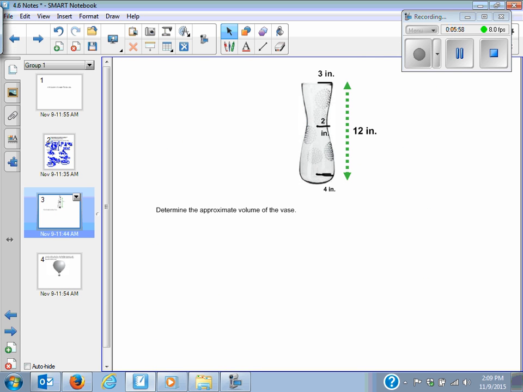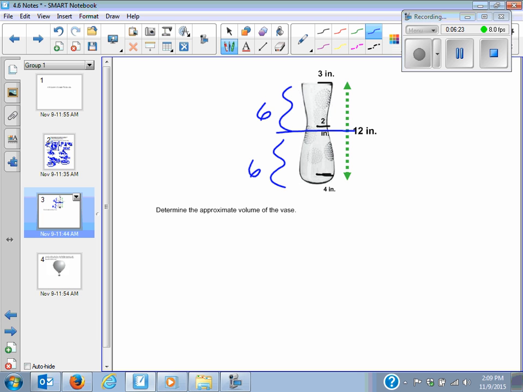So moving on. We're going to determine the approximate volume of this vase. What we're going to realize is that we don't really have a volume formula for this type of shape. So what we're going to do is say, you know what? If I take that shape and cut it into two different sections, if I cut it right here, that's going to be 6 inches high, and this will be 6 inches high.